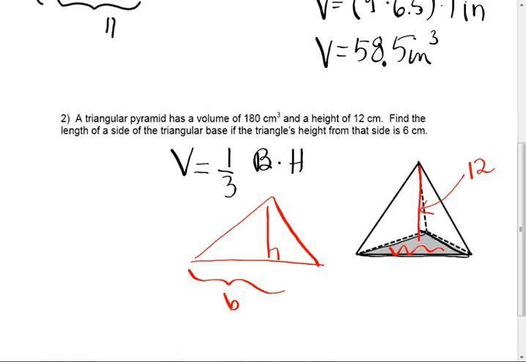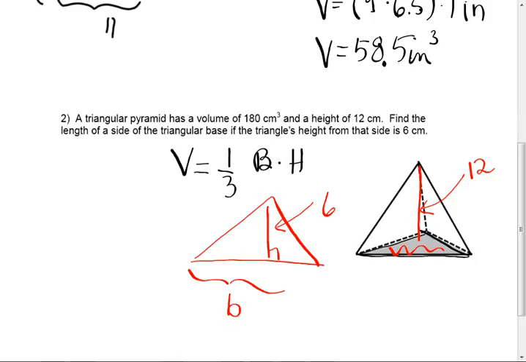Zach, what's the height of that triangle? The height of the triangle is 12 centimeters. No, read the problem again. The triangle's height from that side is 6 centimeters. 6. And I'm sorry, my b looks like a 6. It's b. And then you just put the numbers in.